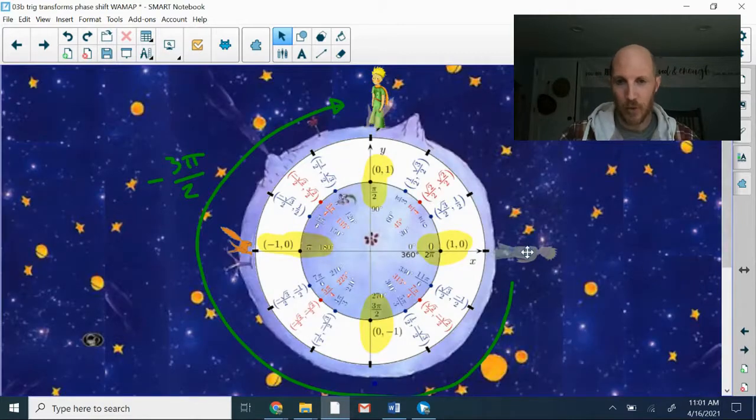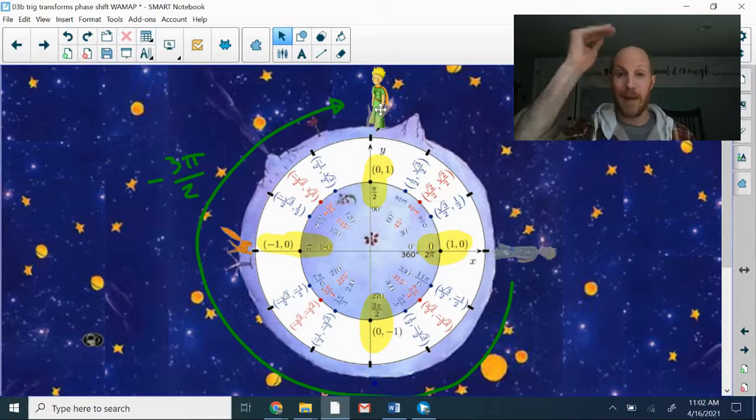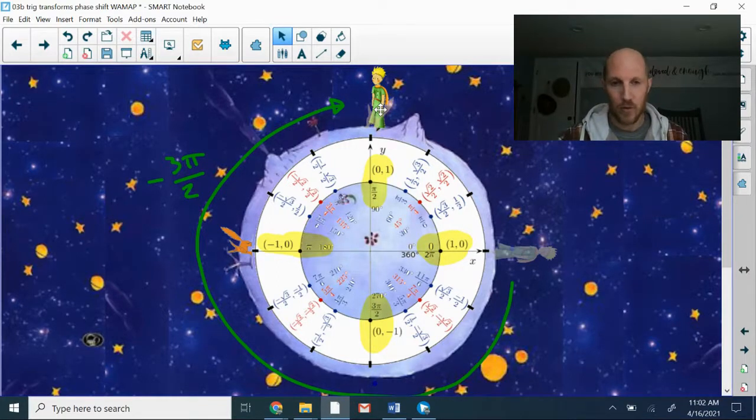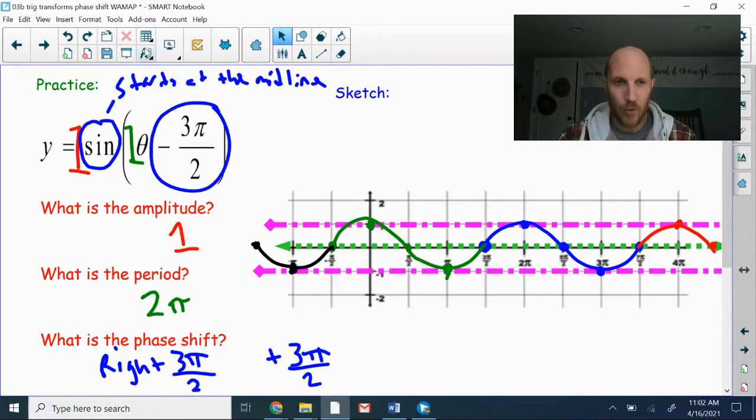Okay, so here's my little ghost image of the little prince. Normally would start at 0 radians, but I'm going to back up by 3 pi over 2, which means the little prince will be standing up there at the maximum. And so this phase shift means if I start drawing my graph from the y-axis, I'm going to start at the maximum. And then the little prince still continues to go counterclockwise. Always go counterclockwise around the unit circle, but start at the maximum on the y-axis. And that's actually what we just drew.